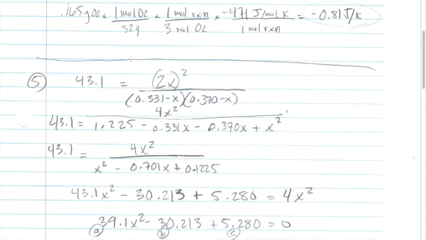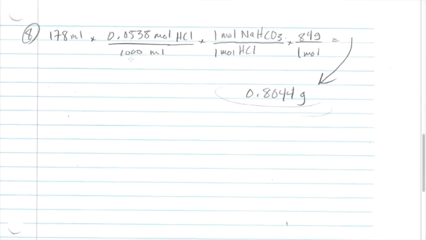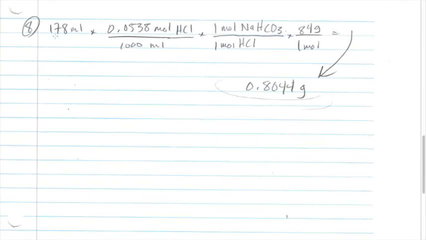Okay, so number 8. All right. So we're starting with 178 mL. Then we're using our molarity as a conversion factor, 0.0538 moles per 1,000 milliliters. Of course, molarity is moles per liter, but I'm comfortable calling a liter either 1 liter or 1,000 milliliters, so I'm just using that so I don't have to build in another conversion step. And then using our 1-to-1 molar ratio of the reactants.